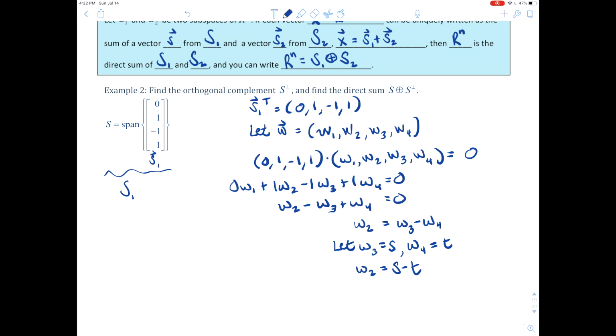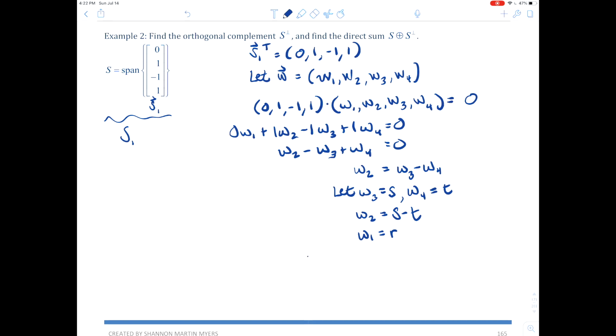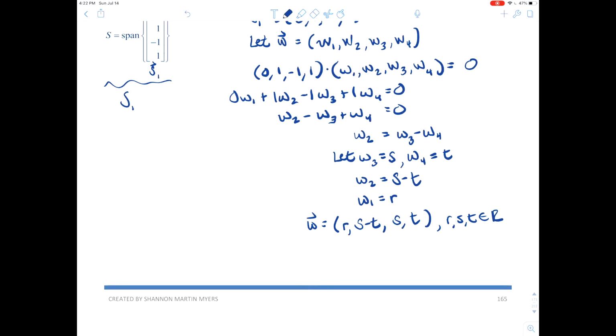Good so far? And then what? Perfect. You would have W1, you'd have to have span as well. Good so far? We found that W would equal R, S minus T, S and T, where R, S, and T belong to the real numbers, right? So if we wanted to find a basis, remember how we did all this stuff? W equal to R, S minus T, S and T.